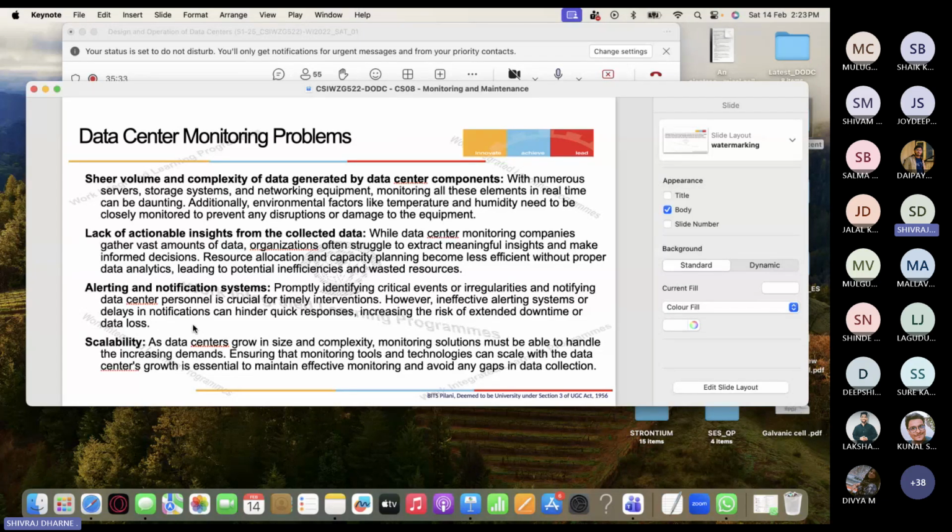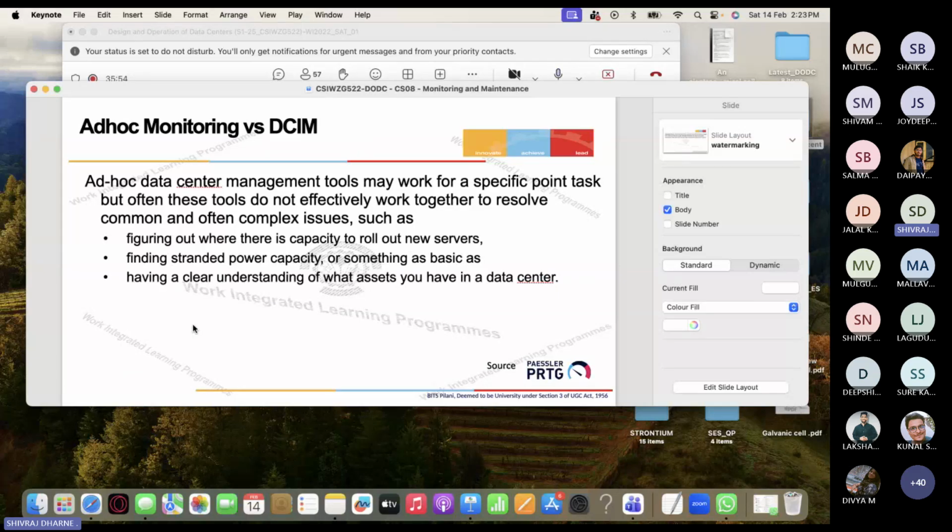So monitoring is critical. And scalability: as data centers grow in size and complexity, monitoring manually is not the right thing to do. So we need to have a system in place. That's why we will talk about the system that is available for monitoring data centers. It's called DCIM, Data Center Infrastructure Management System.